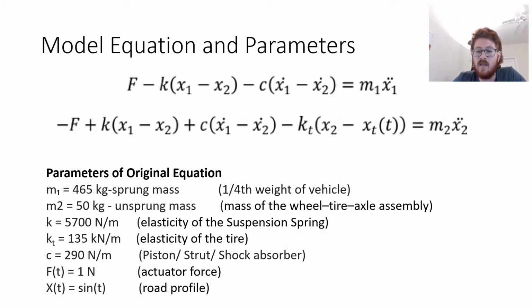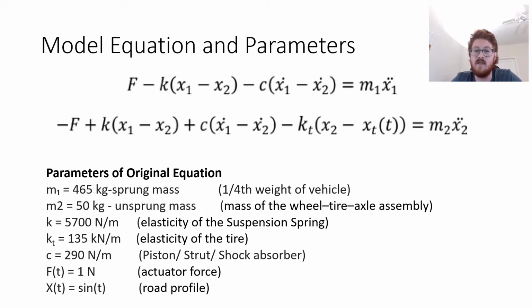So this is our model equation and the parameters that we will be using. I'd like to start out by going with the definitions about what each stands for. So M1 is 1/4 of the weight of the vehicle. M2 is the mass of the wheel, tire, and the axle assembly. K is the elasticity of the suspension spring. KT is the elasticity of the tire. And C has to do with the piston, strut, or shock absorber. They're all the same thing. F of T is the actuator force, and X of T is the road profile.